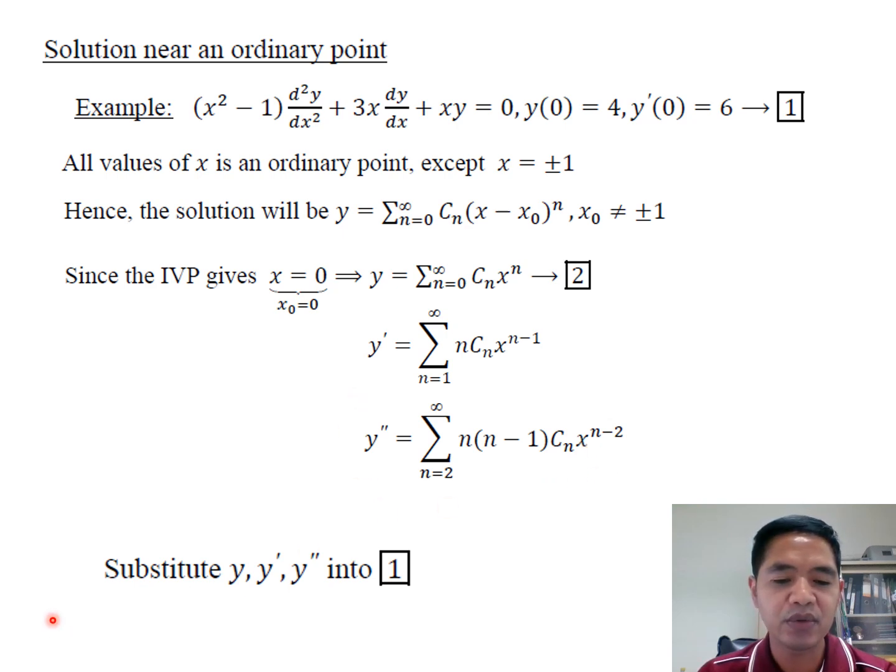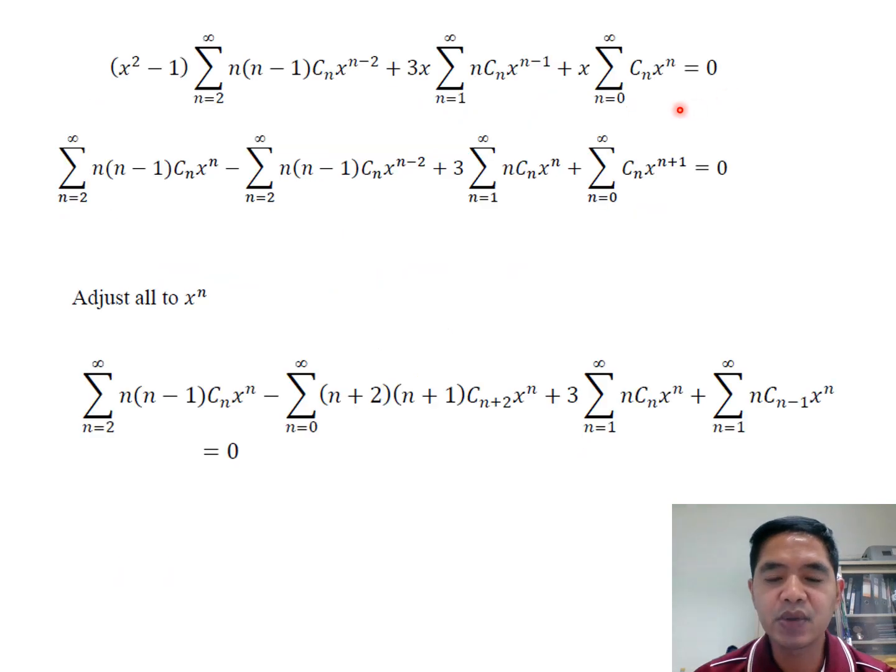Then what you do next is substitute y, y prime, and y double prime into the problem in this form. Now go to the next slide. So here you substitute the general solutions of y prime and y double prime into the problem, and you get this form, right? Then you multiply x squared minus 1 into here, 3x into here, and x into this summation form.